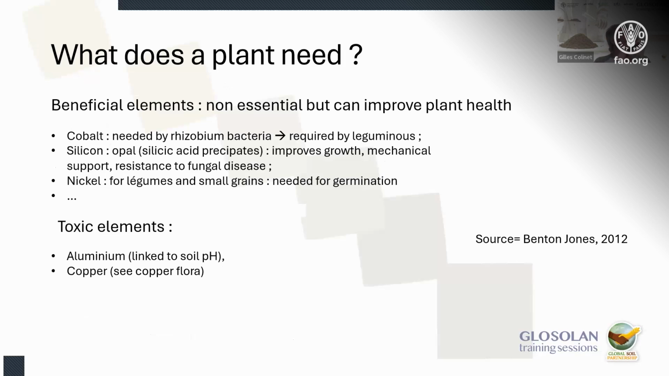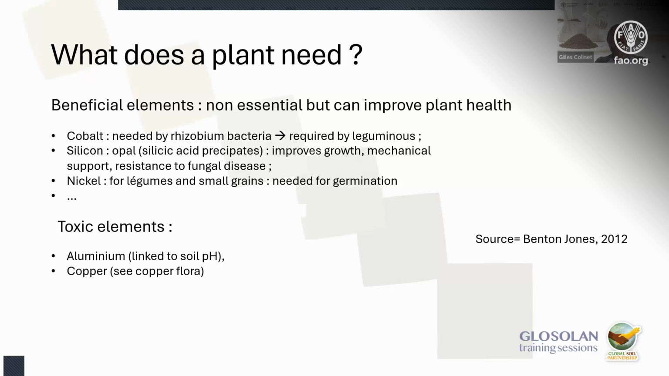After that, these are the needed elements, the essential elements. There are others that are characterized as beneficial elements. It means that they are non-essential, but they can improve plant health, such as cobalt, which is needed by the rhizobium bacteria. So it will be required by the leguminous species.